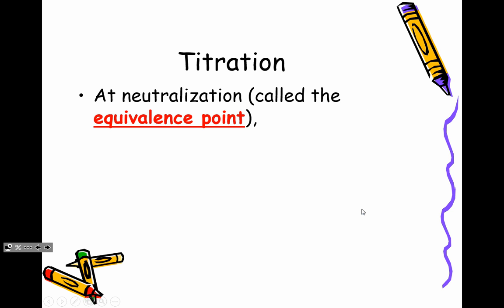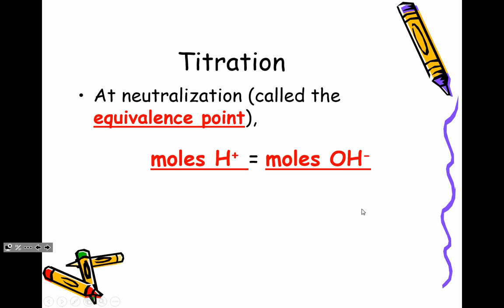Now, at neutralization, which is called the equivalence point, the moles of H+ are going to equal the moles of OH- in our titration. So when we hit this magic point at which in the flask we have the same number of moles of H+ as we have moles of OH-, we are at the equivalence point. And that's why it's called the equivalence. What's equal is the moles of the H+ and the moles of the OH- in solution.